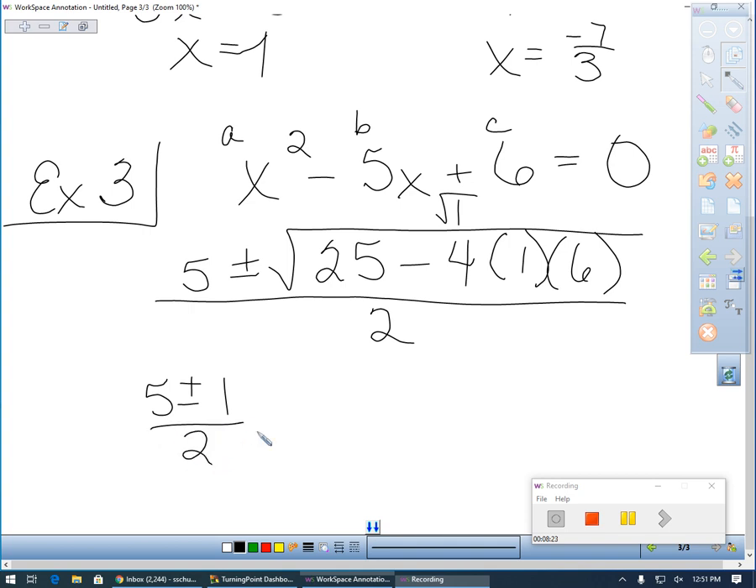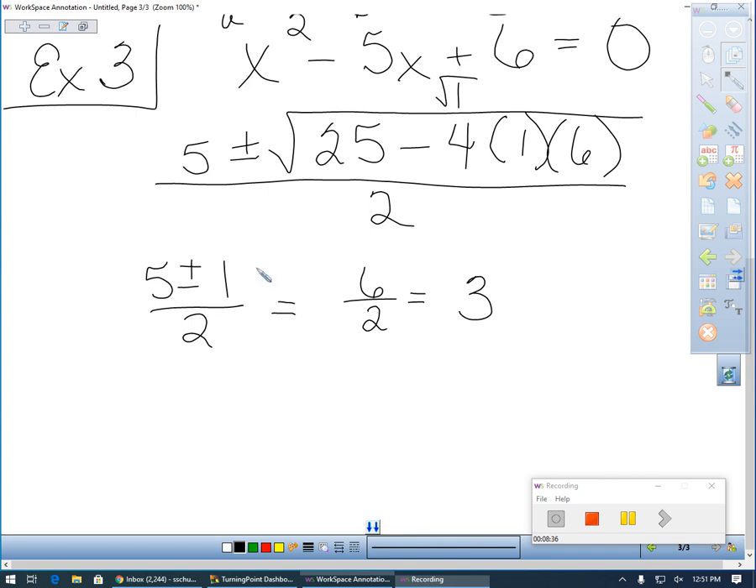Let's simplify those. Start with the top one. 5 plus 1 is 6, divided by 2. 3 over 1 or just 3? Okay, second one, we're going to do the subtraction. 5 minus 1 is 4 over 2. And what does that one equal? 2. Okay. Did anybody want me to go back and factor this one and do it that way? Anybody? Okay. All right. So let's do this one.